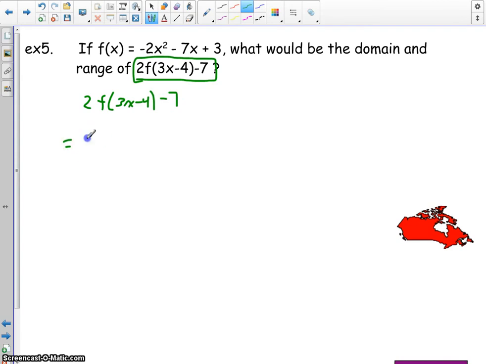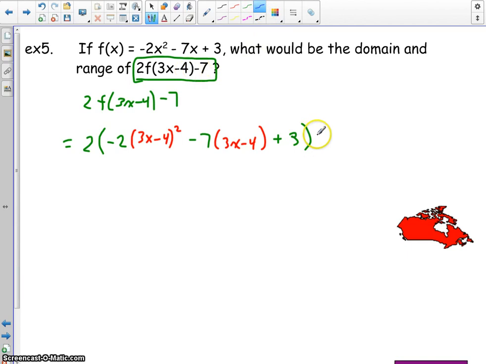So f(3x minus 4), you know your function notation from the first unit. f(3x minus 4) is going to be all of this function, but every x is replaced with 3x minus 4. So it will be negative 2 times (3x minus 4) squared, minus 7 times (3x minus 4), plus 3. Okay, again, this is all from the original function f(x).